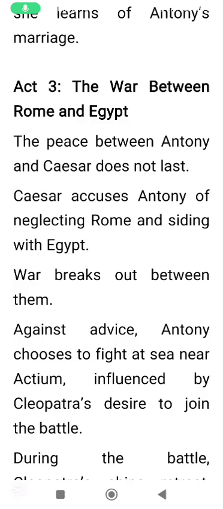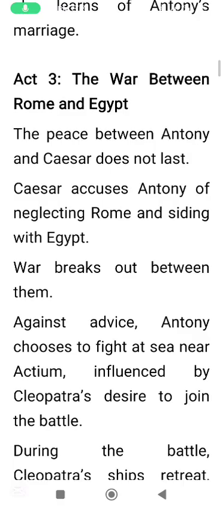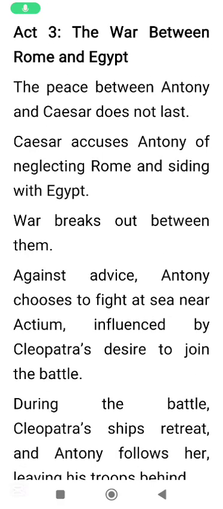So against the advice, now we have Antony choosing to fight at sea near Actium. Where they decide to fight is called what now? Actium. So this one was influenced by Cleopatra's desire to join the battle. As a result, another war breaks up between them. But this time around, this war is going to be between Caesar and who now? Mark Antony.